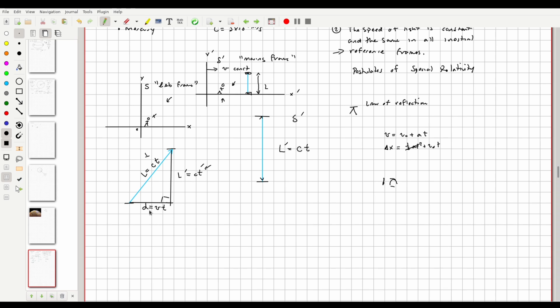So here we know that the sum of the squares of the sides is equal to the square of the hypotenuse. So v t squared plus c t prime squared is equal to c t squared. So we can find a relationship between the times. I'm going to move this over to the right-hand side.